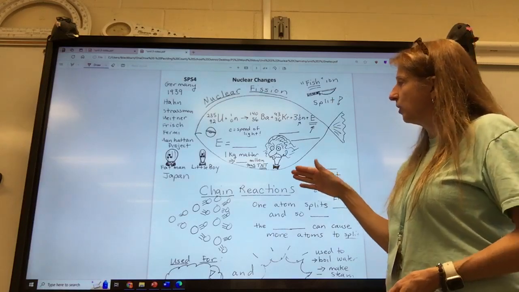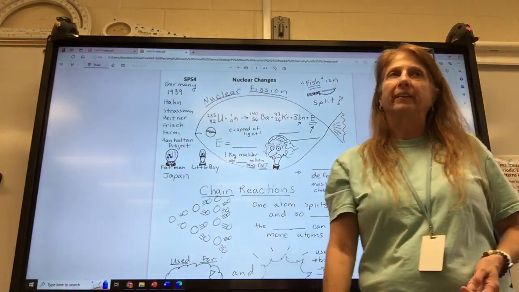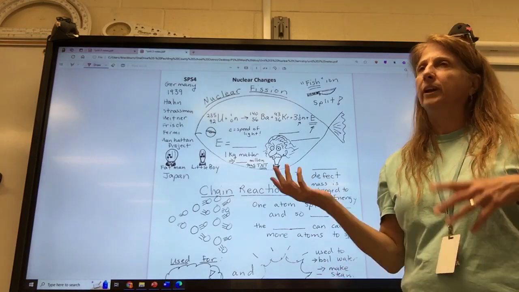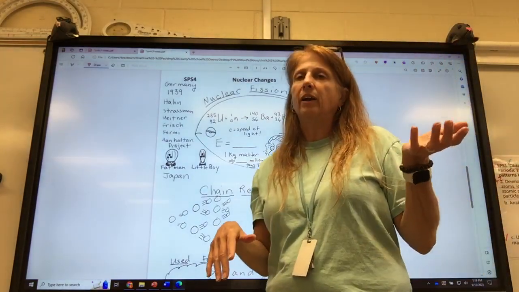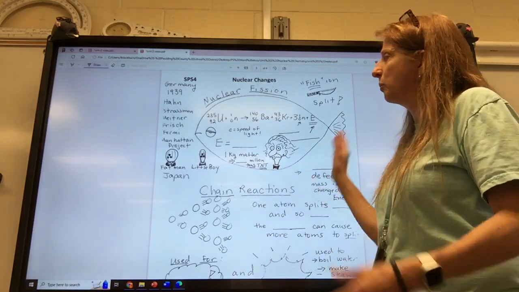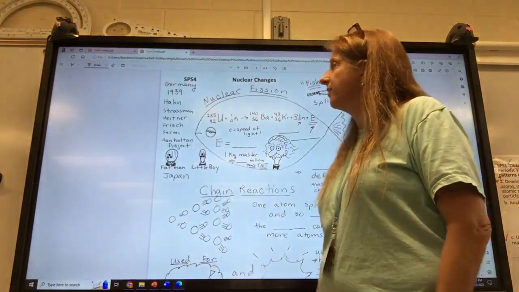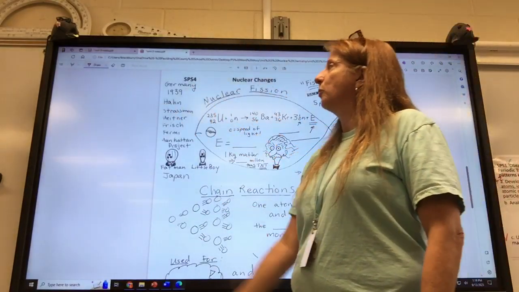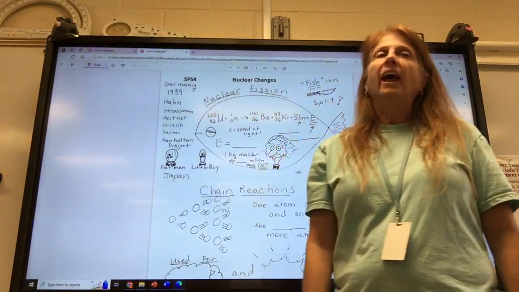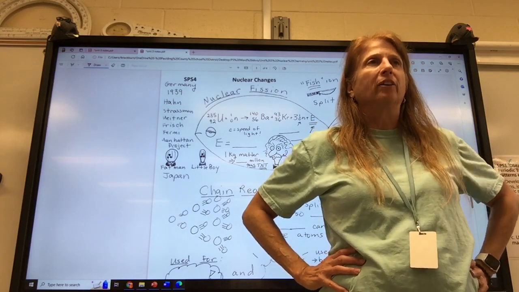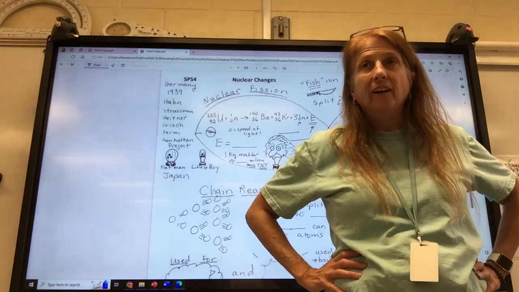So let's talk a little bit about the story of them splitting the atom. So early scientists like Marie Curie and Henri Becquerel were learning about nuclear things. And then it was Germany in 1939, as someone bad was coming to power. Who was coming to power in Germany in the late 30s?